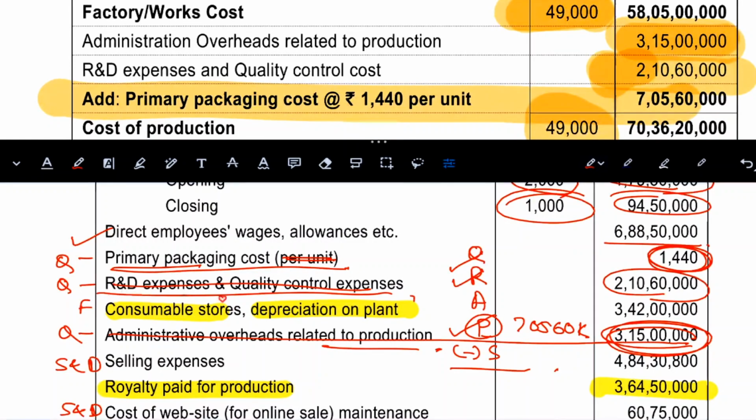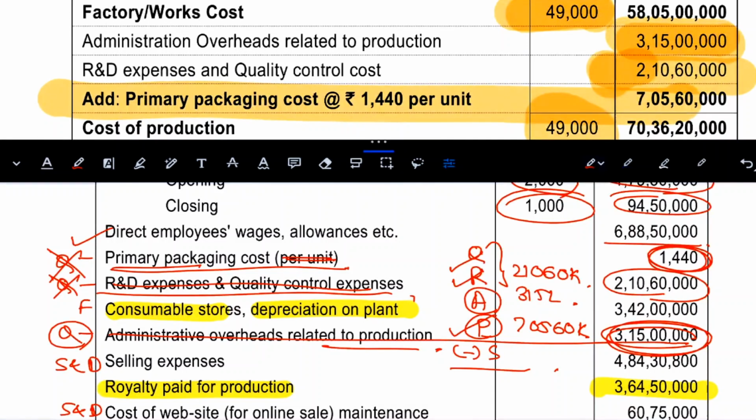Then research and development was कितना? We can say this is this much around, 2 crore 10,60,000. It was QRAP वाला. अच्छा, एडमिन कितना दिया गया? देखो ये गया, ये गया. Then admin कितना दिया गया? 315 lakhs, 3 crore 15 lakhs.